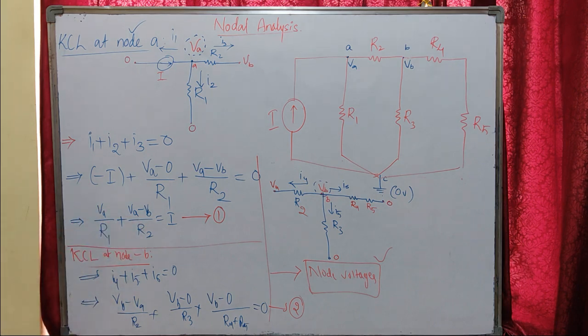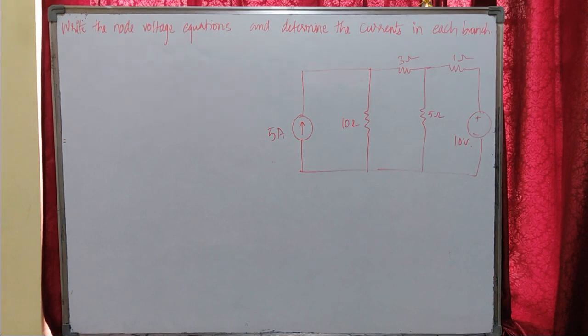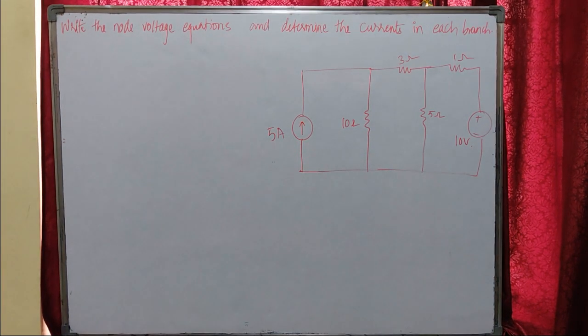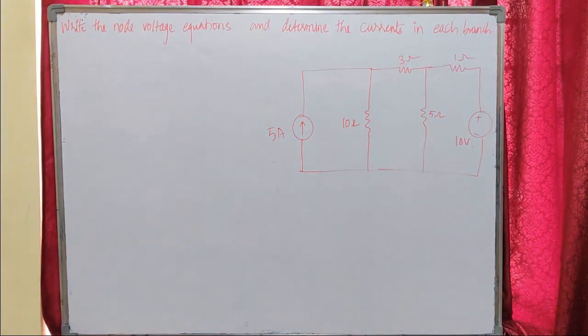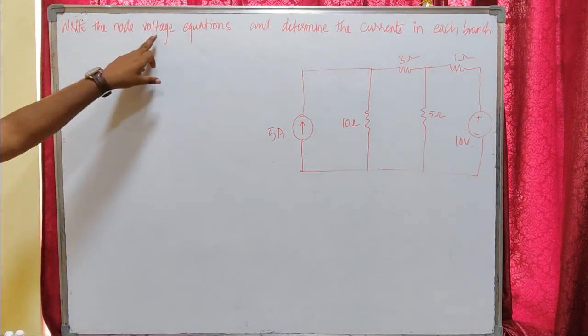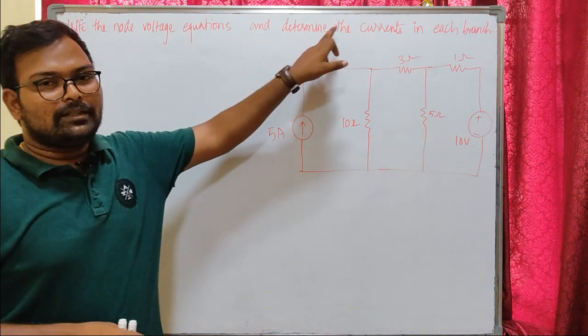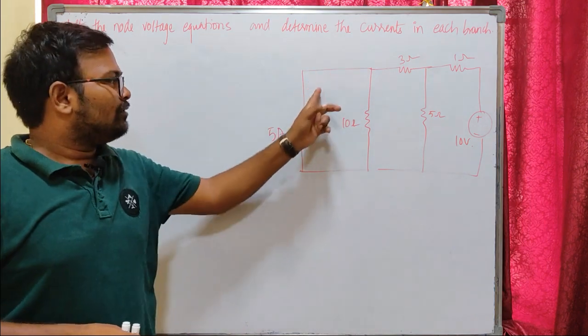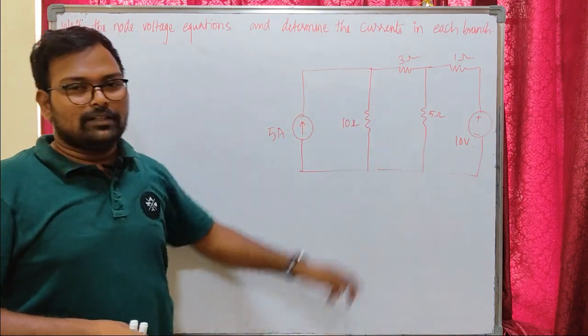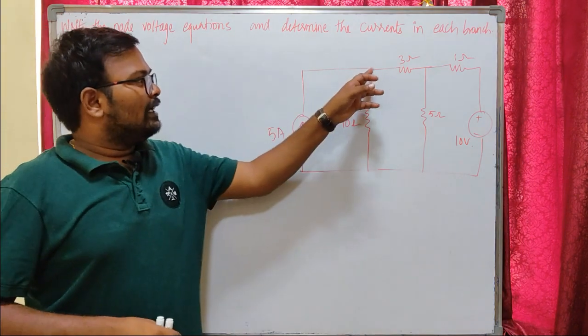Okay, so let us have one problem so you can practically understand it. Now I am going to take one problem based on this concept. Here we have a circuit in which we have to write the node voltage equations and determine currents in each branch. We need to find currents in each branch, so for that we need to calculate voltages at each node.